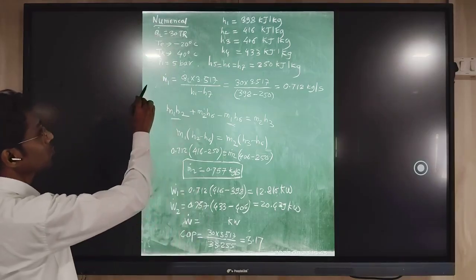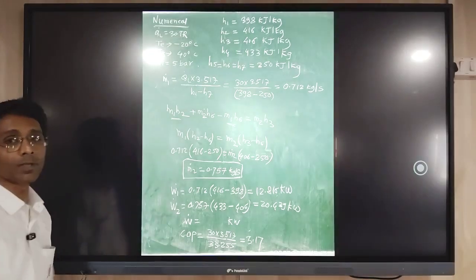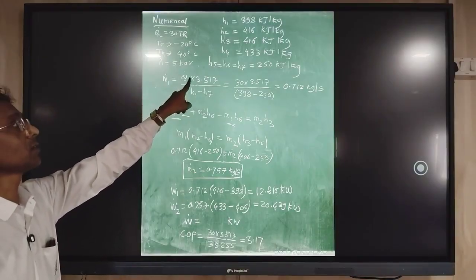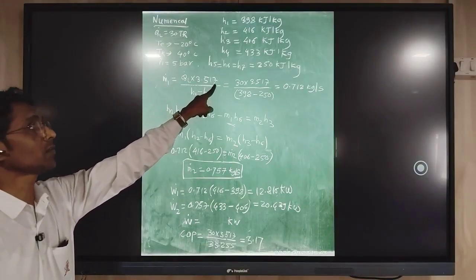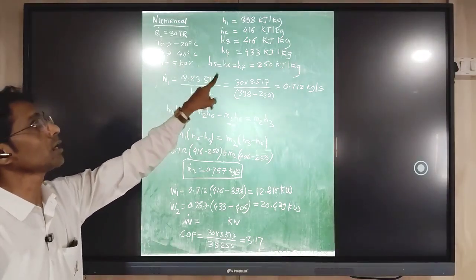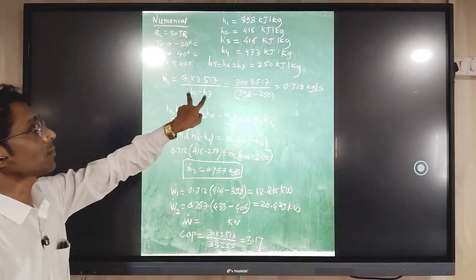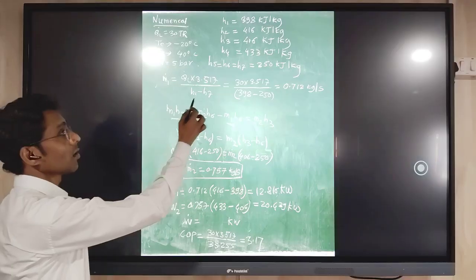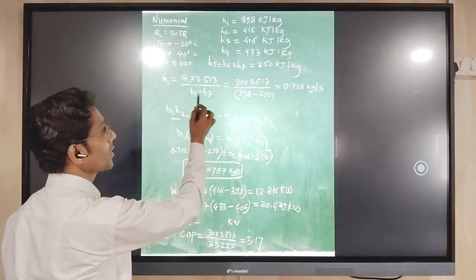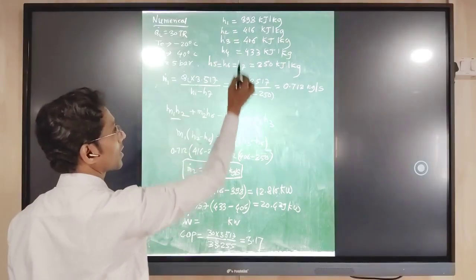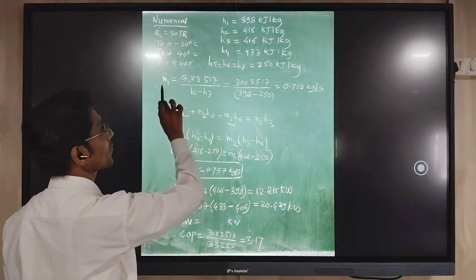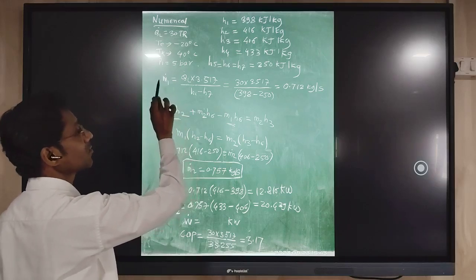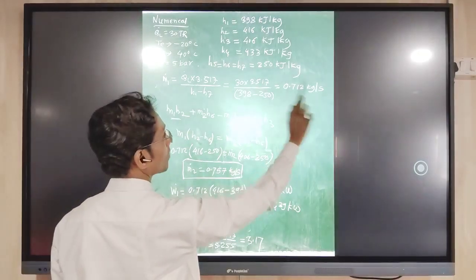Now the first step is to find the mass flow rate of the low pressure compressor, M1 dot. The formula is: cooling capacity in TR, multiplied by 3.517 to convert TR into kilowatts, divided by H1 minus H7. This is the enthalpy difference across the evaporation process. Putting in the values of enthalpies 1 and 7 from this data, we find the mass flow rate of low pressure compressor C1, M1 dot, in kilograms per second.